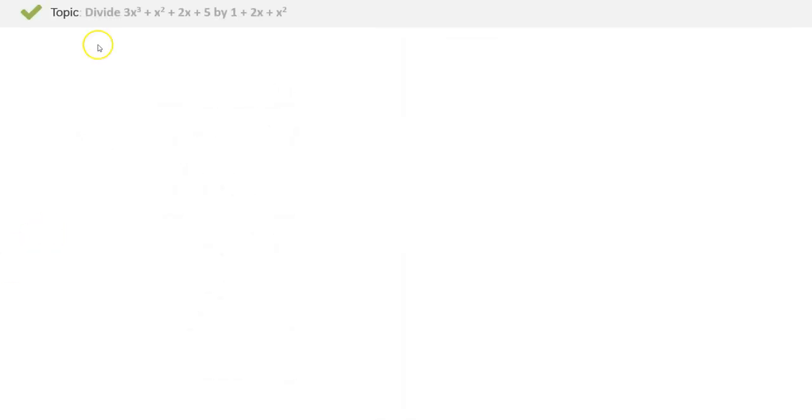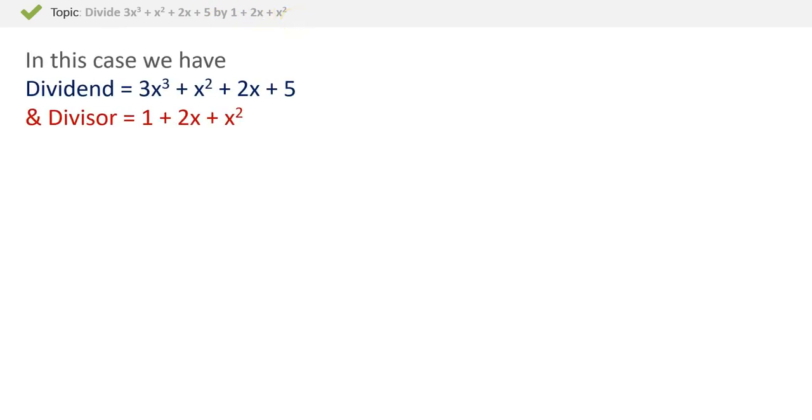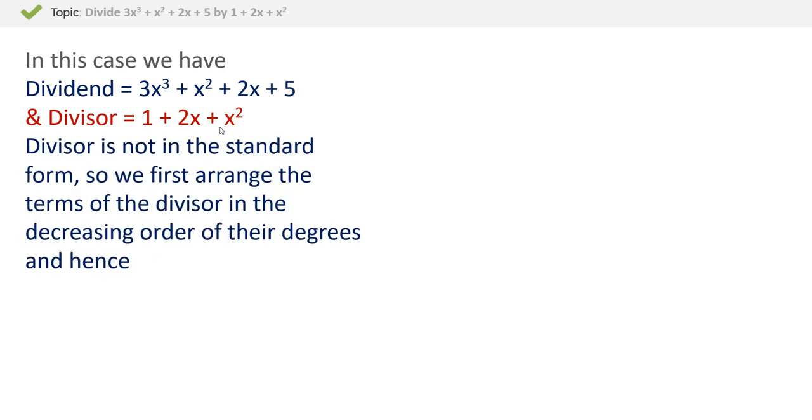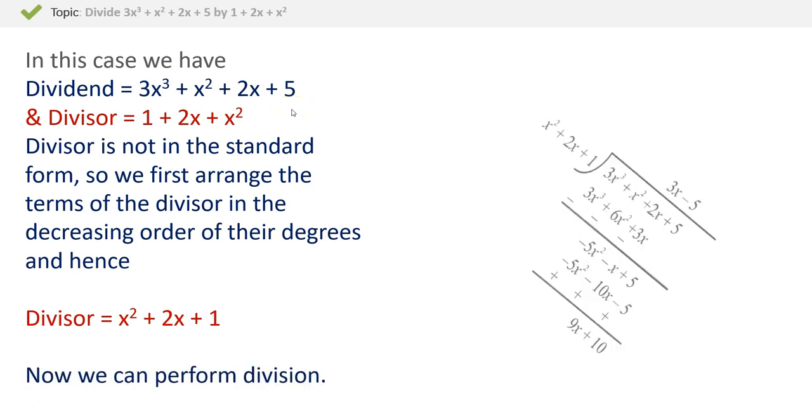Let's take another example where we will divide the polynomial 3x cubed plus x squared plus 2x plus 5 by 1 plus 2x plus x squared. In this case, the dividend is 3x cubed plus x squared plus 2x plus 5, and the divisor is 1 plus 2x plus x squared. We are going to first arrange them in ascending or descending order of degree, and hence the divisor will be organized as x squared plus 2x plus 1. The dividend was already organized.